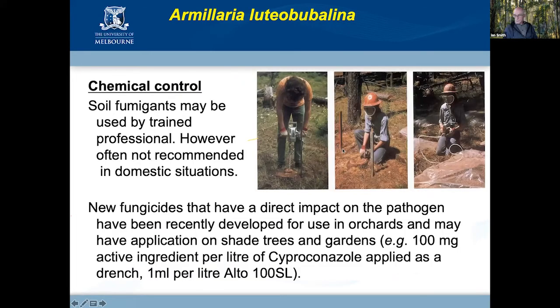You can use chemicals, but the soil fumigants may only be used by trained professionals, and are not recommended in domestic situations. It may be able to be used in some gardens or council gardens, but I would not be using it. If you're in this situation, you could easily just get a backhoe in and remove the trunk, remove the stump. There are some new fungicides that have had a direct impact on the pathogen, recently developed in orchards, and may have an application on shade trees in gardens. This is the cyproconazoles, the Alto, and I'll tell you how we've used that in a case study when I get down to it.